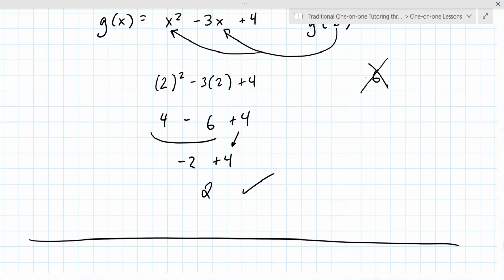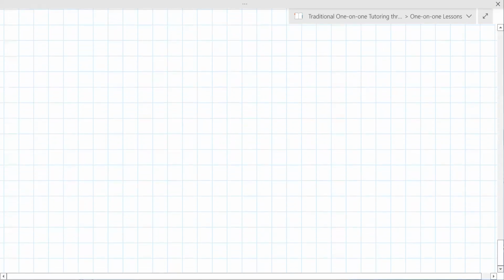Okay, let's go on. All right, let's try this one here. Let's say h of x equals x squared minus 4x minus 5. And I want you to find h of 3. Okay.